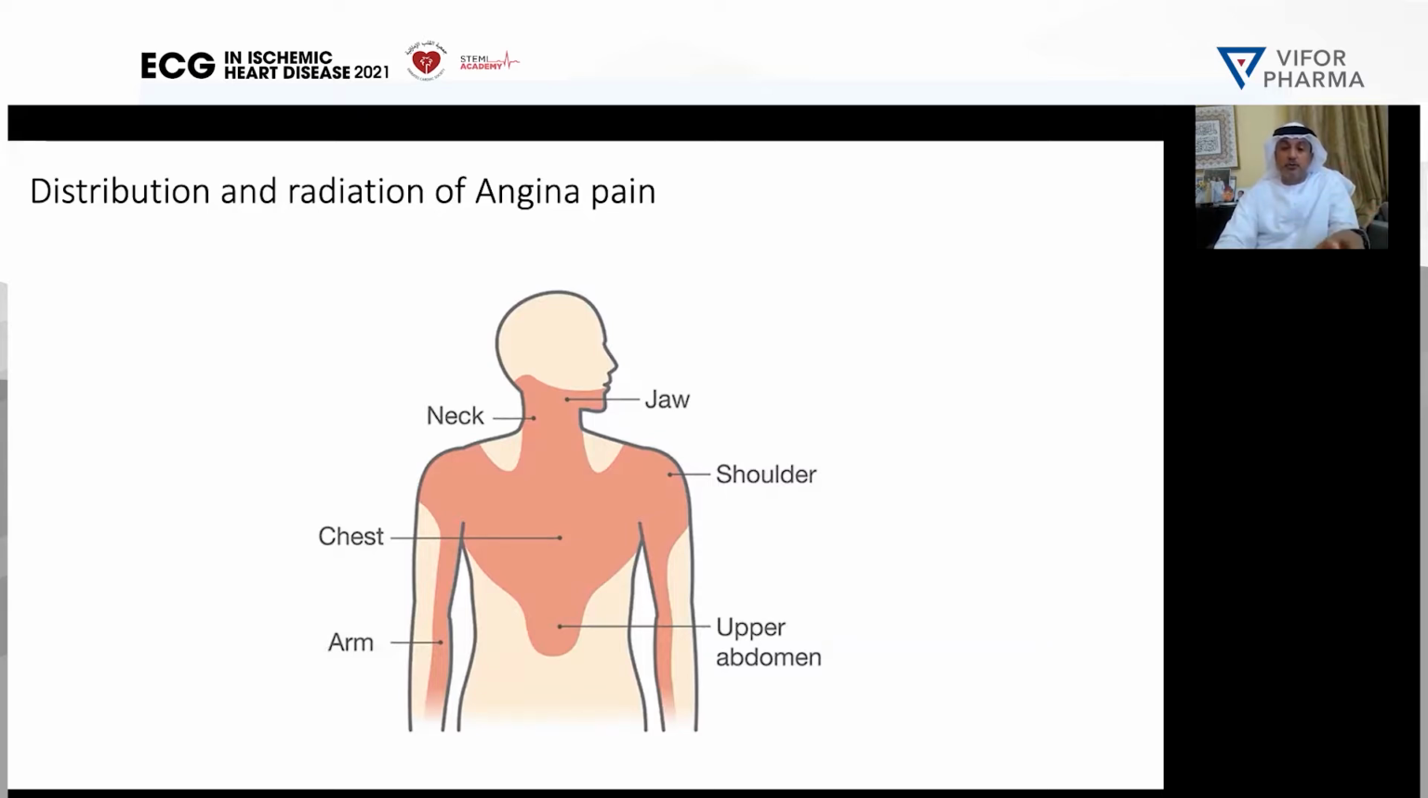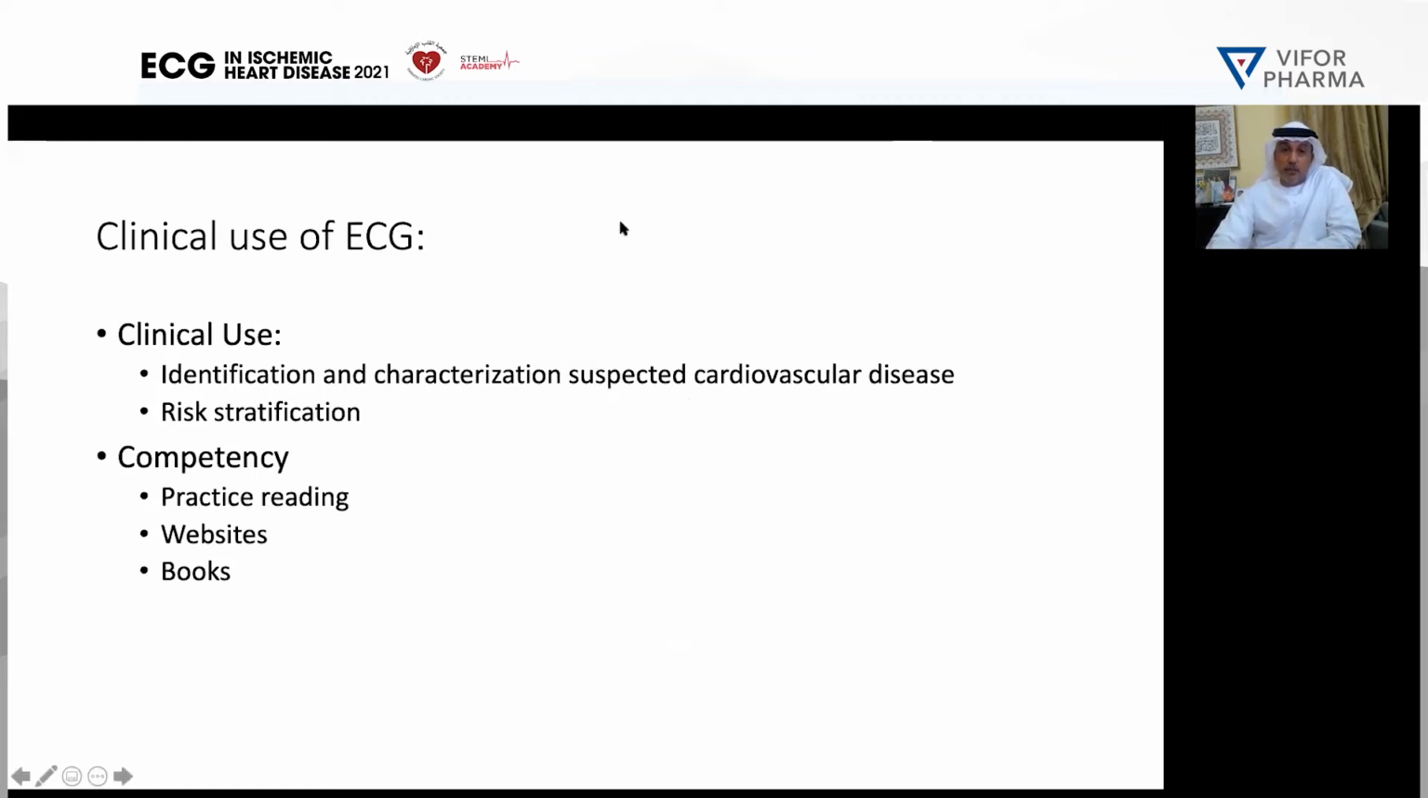Now the distribution, a very important message. This is the distribution of angina. The patient can present with pain or symptoms across all of this shaded area, or in one of them. People can present with jaw pain only, or shoulder pain only, or epigastric pain only. So you have to have some level of suspicion of coronary disease or acute coronary syndrome in these patients. It's important to observe, to repeat ECGs, and maybe to admit despite negative testing if required.